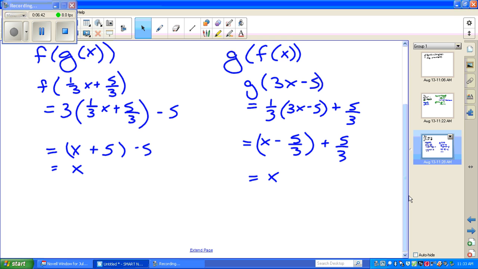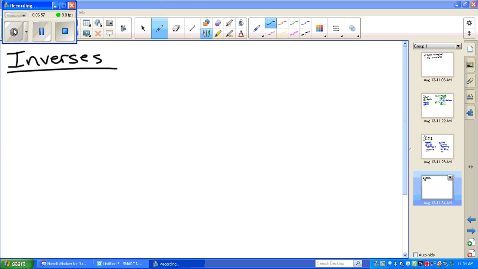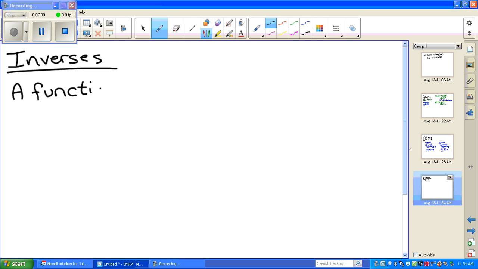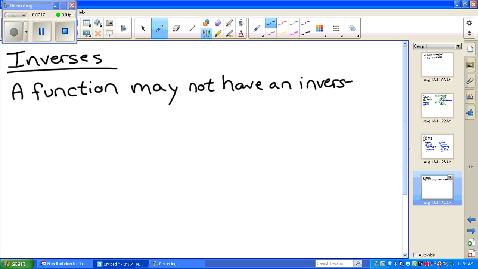However, if that end result is x, if I take f of g of x or take g of f of x, those two functions undo each other, and those are called inverses. So after we do the composite, if we end up getting x, it is an inverse. There are a few restrictions that happen with inverses, or some key things you should know about. A function may not have an inverse. So you may be given an equation, and there may not be an inverse function, I should say.